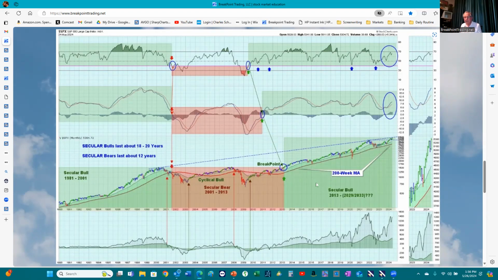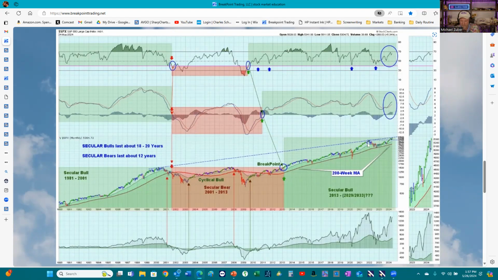Now, having said that, that does not mean we can't have a cyclical bear market before that. So here's COVID, barely a blip. It never closed below the 200-week moving average. That's one of the criteria. So each of these three is green. What I'll be looking for is one of these to turn red, like they did over here. As soon as one of these turns red, that's the warning sign that we might be heading into another secular bear market. But we're a long way away from that right now. But it could come down.